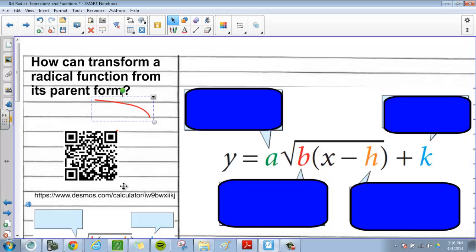Well, there is a general formula for radical functions. This is it right here. I say this is y is equal to a, where the a represents a number that does something to it, times the square root of b, which also does something to a radical function, times x minus h, plus k. So let's use this, and we're going to fill in what the a does, the b does, the h does, and the k does. Let's just figure out what each does by playing around with a radical function a little bit.